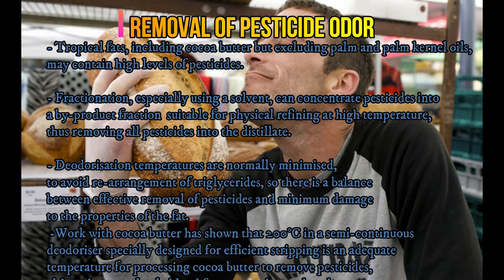The deodorization temperatures are normally minimized to avoid rearrangement of triglycerides, so there is a balance between effective removal of pesticides and minimum damage to the properties of the fats. Recent studies working with cocoa butter have shown that 200 degrees Celsius in a semi-continuous deodorizer, specially designed for efficient stripping, is an adequate temperature for processing cocoa butter to remove the pesticides, although a completely bland fat may not be produced.